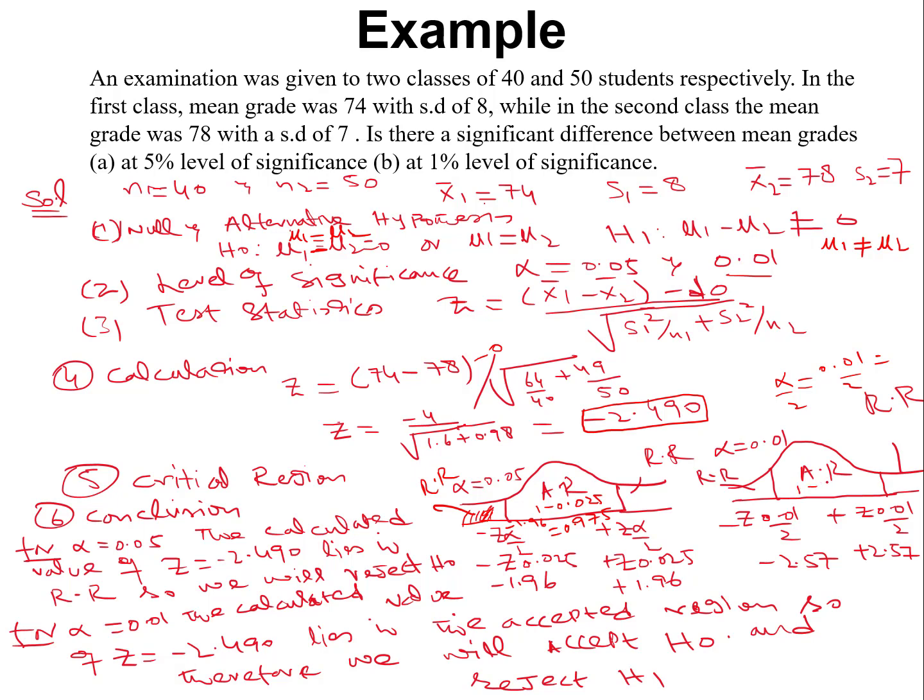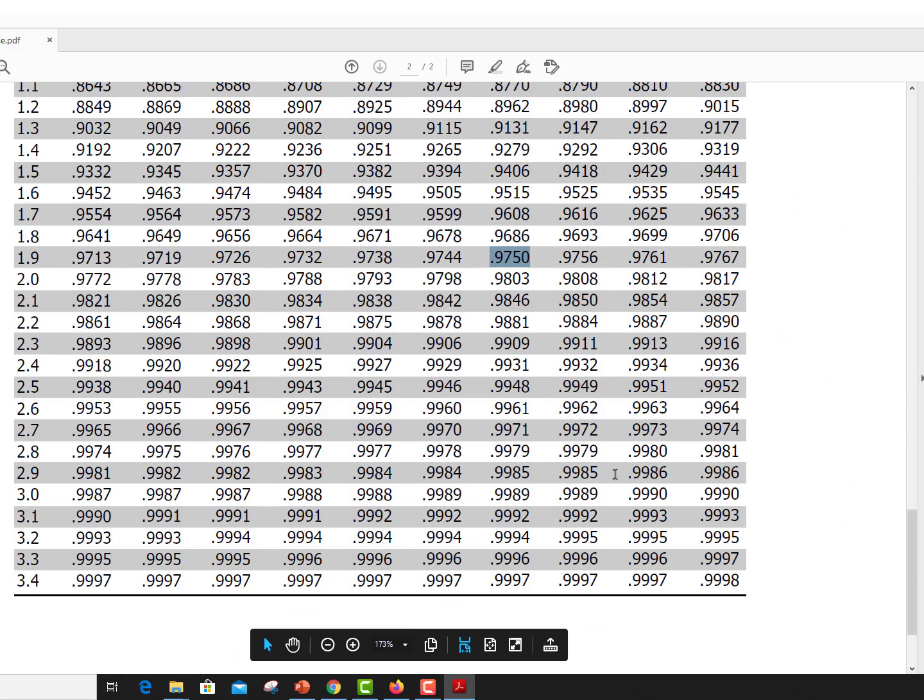So 1 minus 0.01 by 2. For that value, you need to find the area in the standard normal. So this is equal to 0.005. 1 minus 0.005. So in the table, when you find 1 minus 0.005, it will be 0.995. So in the table, we will now find this 0.995. So check the table. Here is 0.995.